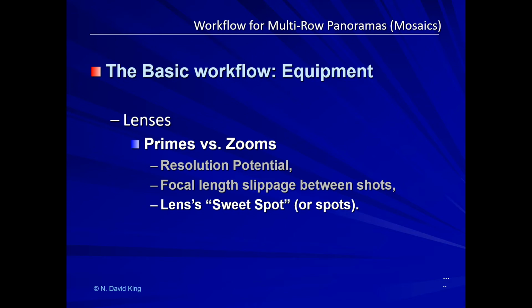All lenses have sweet spots. In a prime lens, there are usually two of them. The one we all talk about is the aperture. But there's also a sweet spot in the focal distance. There's some point in its focusing range where it is sharper than at other points.